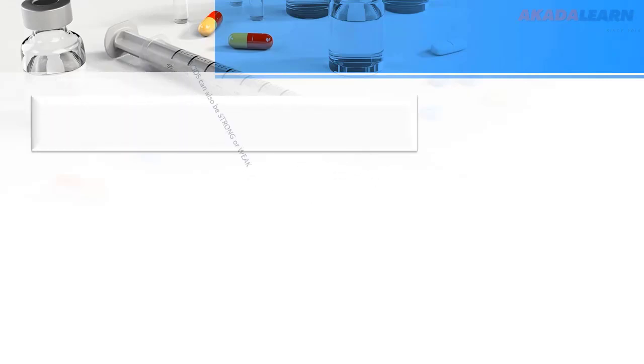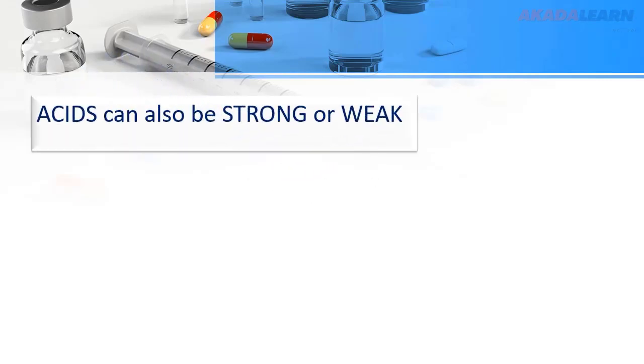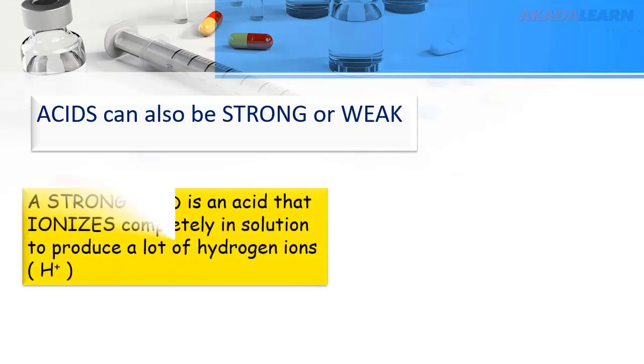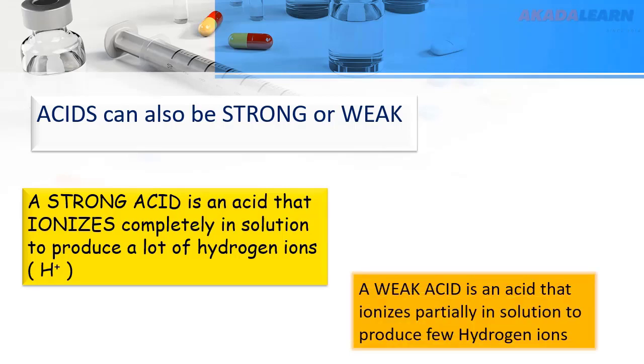Acids can also be strong or weak. A strong acid is an acid that ionizes completely in solution to produce a lot of hydrogen ions, while a weak acid is an acid that ionizes partially in solution to produce few hydrogen ions. Now, don't make a mistake. Strong acids and weak acids can also be dilute or concentrated.